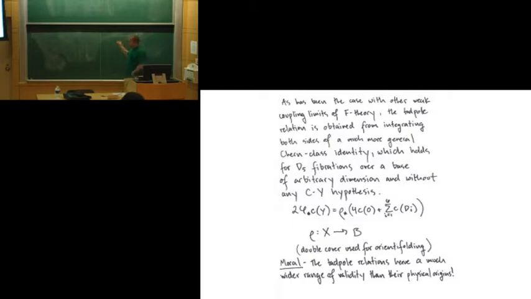And so you may be wondering what the generalized Sethi-Vafa-Witten formula or the push-forward formula has to do with this in any way, besides computing the Euler characteristic. And this is how we, in fact, showed that the configuration of smooth branes is unique. So as has been the case with other weak coupling limits in F-theory, the tadpole relation is obtained from integrating both sides of a much more general Chern class identity, which holds for D5 fibrations over a base of arbitrary dimension and without any Calabi-Yau hypothesis.